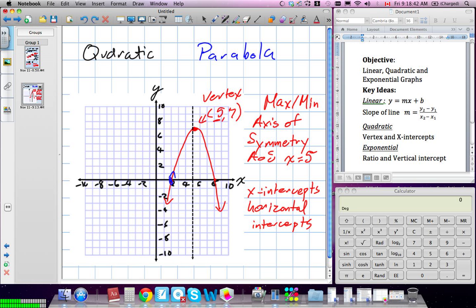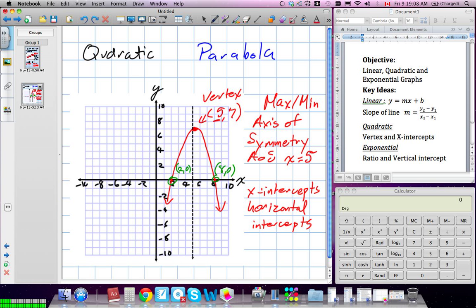As they sell up, their max profit would be when they sell 5. And then if they sell more than 8 of something, it costs them too much to make and they start to lose profit. Okay? So it's important we can recognize our X-intercepts. We have 2 of them here. One of them is at 2 and 0. The other one's at 8 and 0 for the graph we've made.